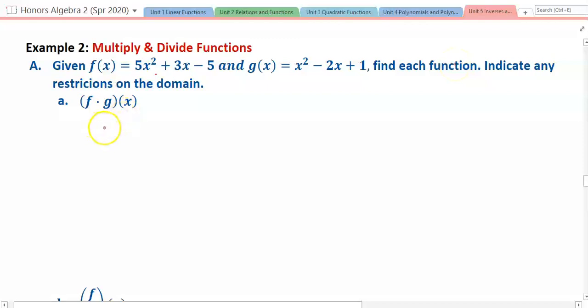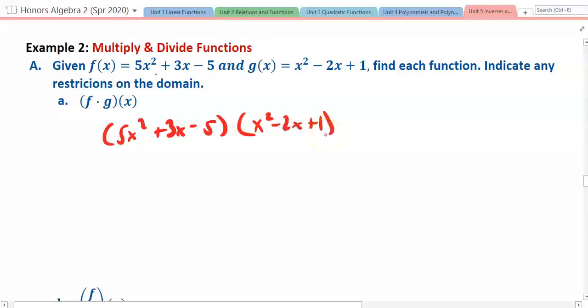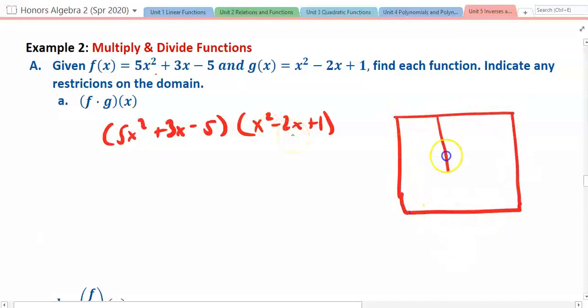And so I'm going to get that (5x² + 3x − 5) times (x² − 2x + 1). Now, 5x² + 3x − 5 and x² − 2x + 1. The quickest way to multiply three terms in both polynomials, so a trinomial times a trinomial, is to set up our boxes.